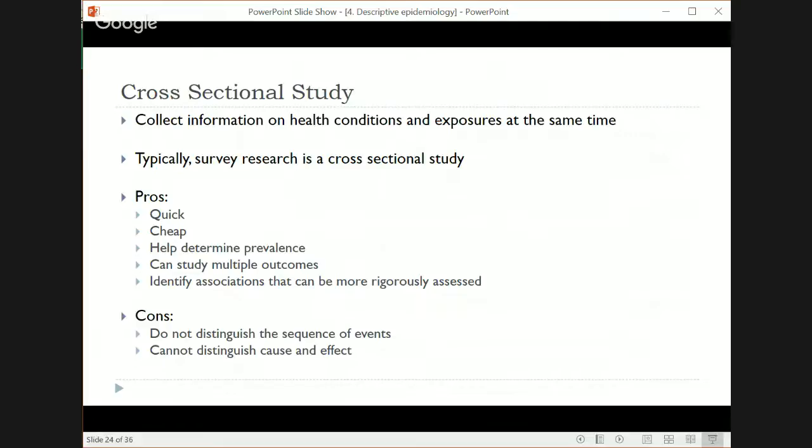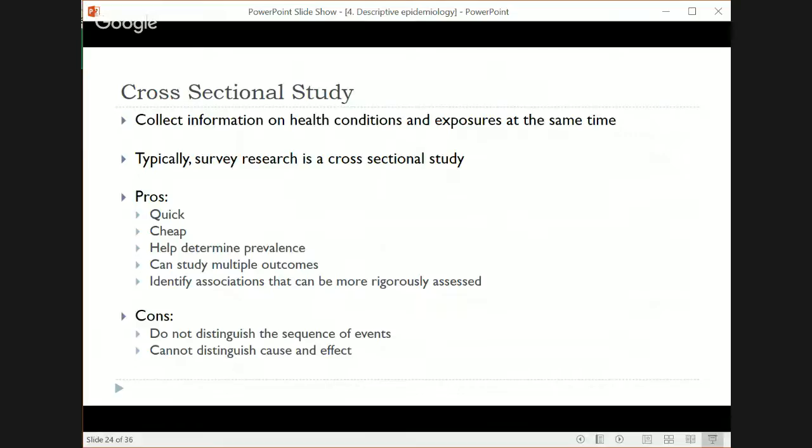So if I ask about how much school stress you have, are you really stressed? And then I also ask, and my hypothesis is that school stress leads to depression. All right, so my exposure here is school stress, and depression is the health condition, the outcome that I'm interested in. And I hand someone a survey and I ask them to tell me about their school stress levels and then to tell me about their depression levels. The problem here is that I don't know which one came first, right?